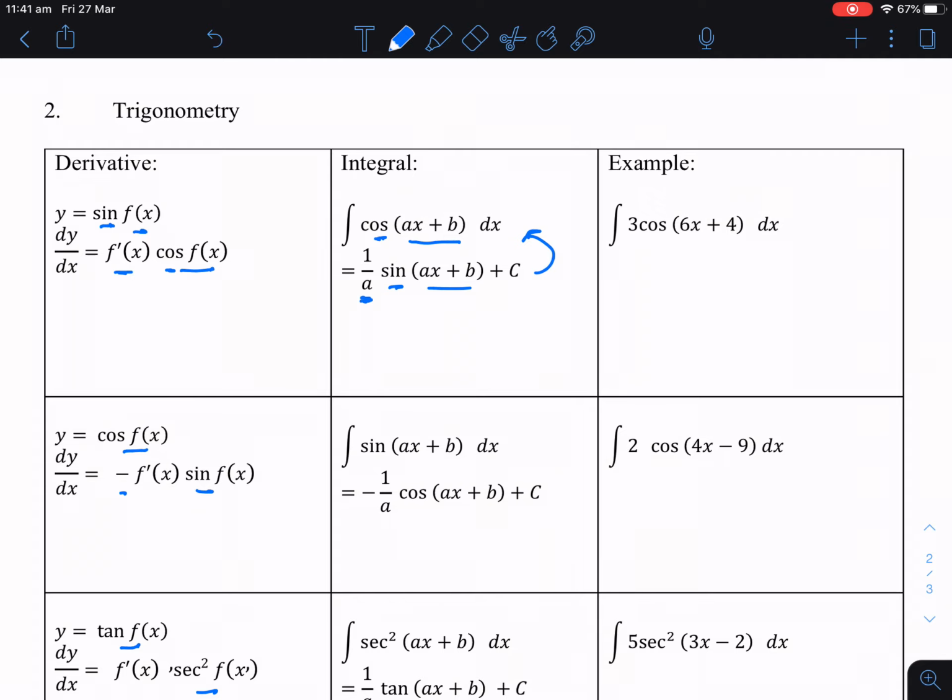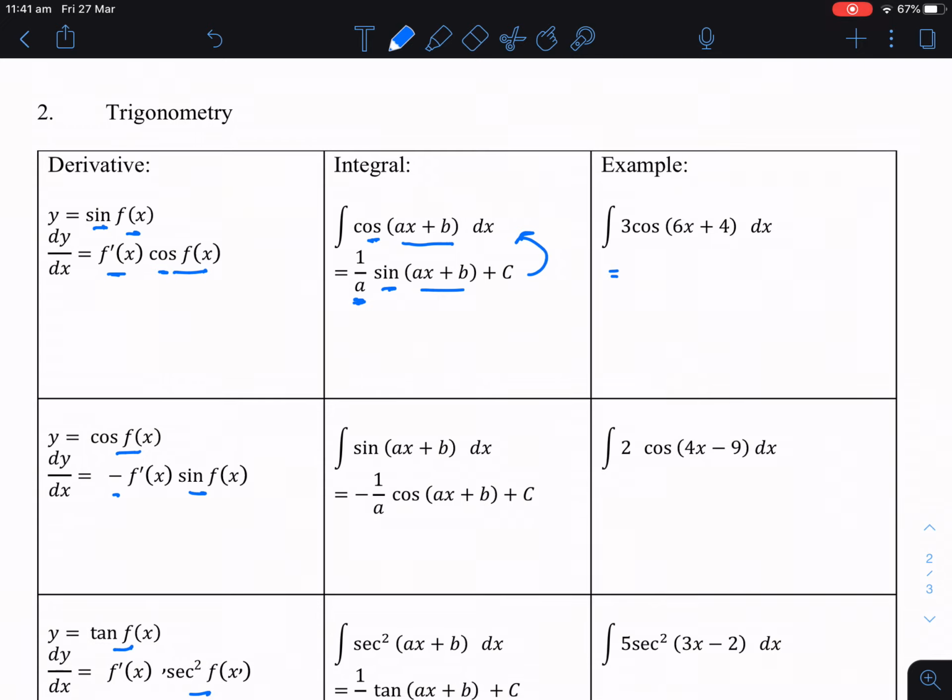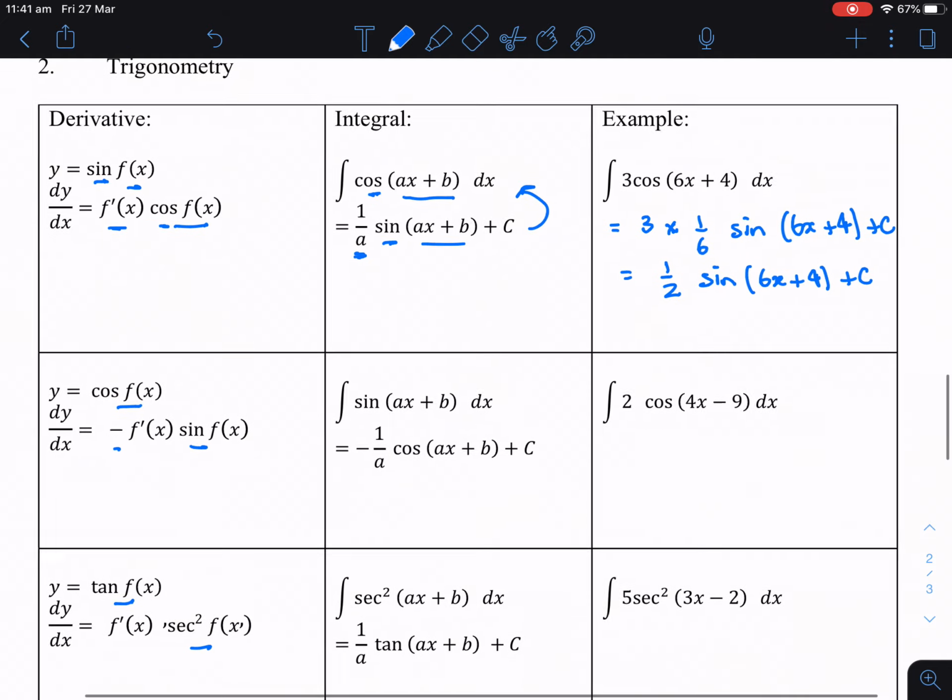So for our example here, we've got 3 cosine of 6x plus 4. So this would be 3, because the 3 doesn't make any difference. And we're going to multiply that by the integral of cos of 6x plus 4, which would be 1 on 6 sine of 6x plus 4, plus our constant of integration. We can tidy it up and we'd get a half sine of 6x plus 4, plus that constant. So you can see how we're going from cosine to sine for our integration.